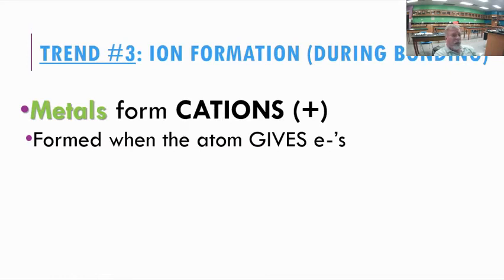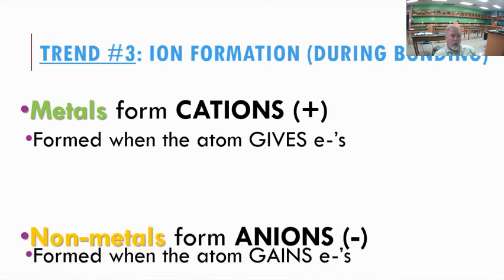Well, how do we get a positive ion? Remember that we can't change the protons. All we can do is change the electrons. So if we're going to get positive, that means we have less electrons than we have protons. That means metals are going to give away their electrons. They're going to give away their valence electrons.